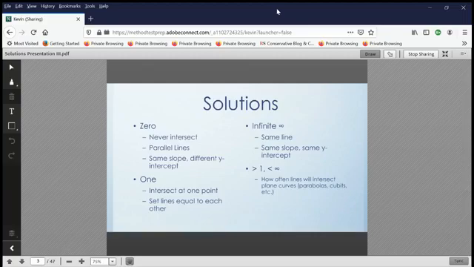Sometimes you're going to talk about when there's one solution. If there's one solution, again they're talking about intersections, how often they intersect, so they're going to intersect once. The key with solving that question is to understand that we're going to set those lines equal to one another.